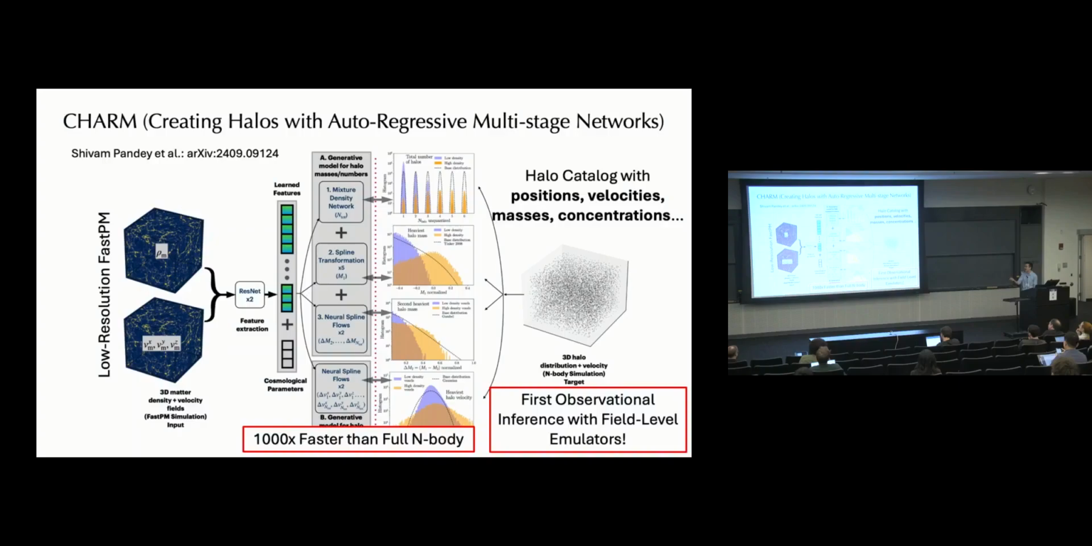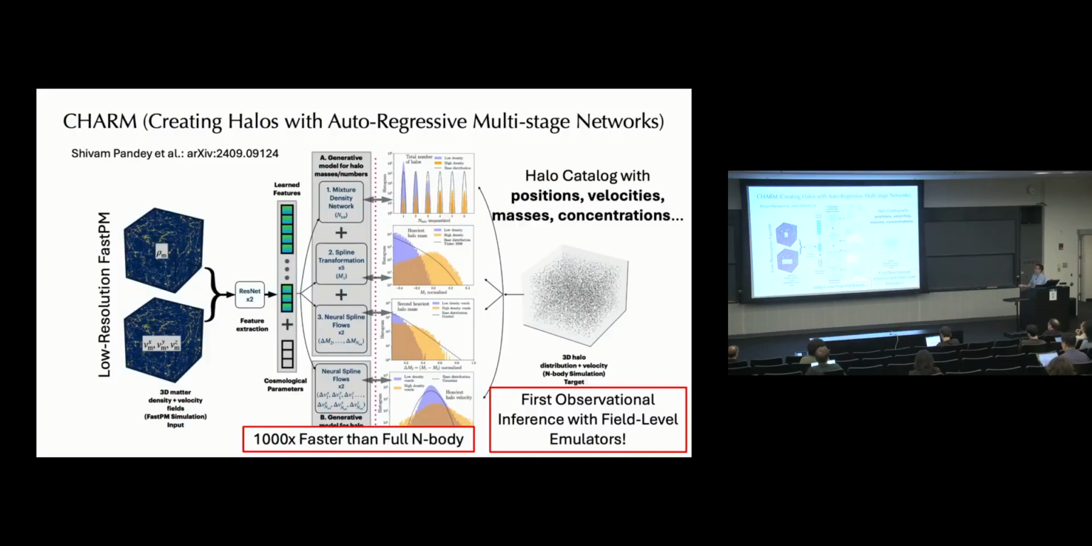This is a hierarchical normalizing flow. We don't have to go into the details, but the point is I input a low-resolution dark matter field, and I output a catalog of positions, velocities, masses, and concentrations. Right? All the things that I need to create galaxies, which are all the things I need to create mocks. And the key is that this is 1,000 times faster than running the expensive simulation.